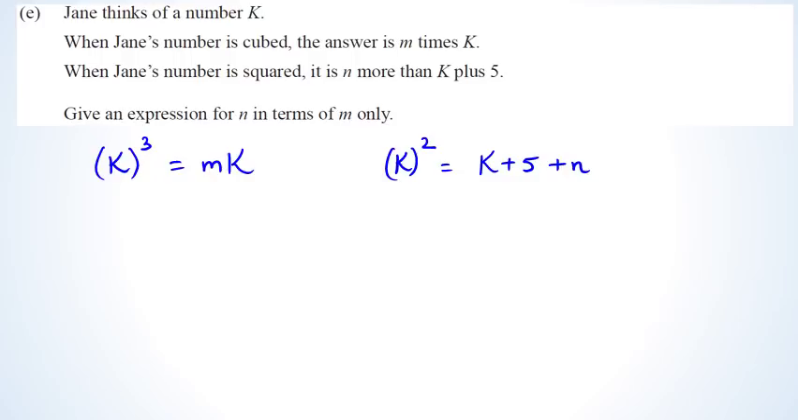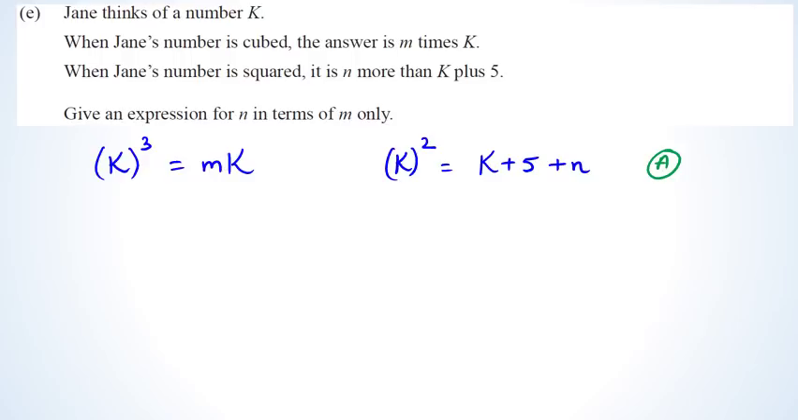Okay, so just writing this, getting these two equations, I think one of them is an or, so one of them gets you an achieved. Now, the final part of the question actually says, give an expression for n in terms of m only. So my first step is this.